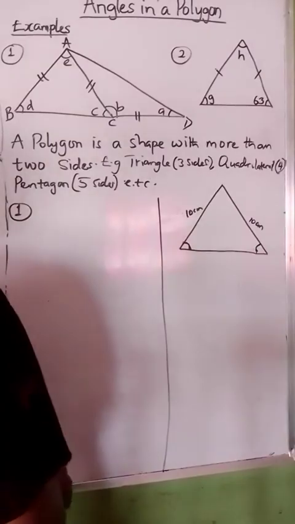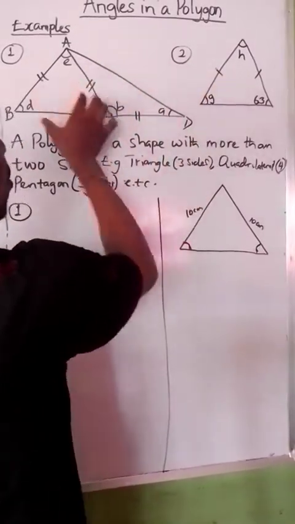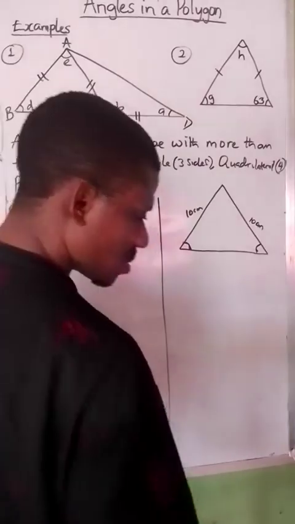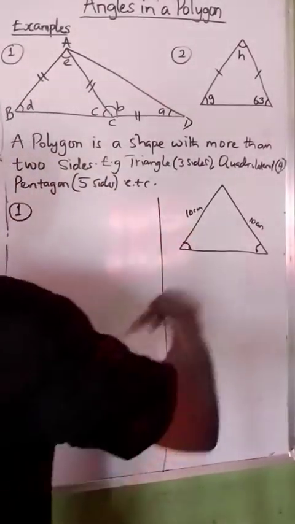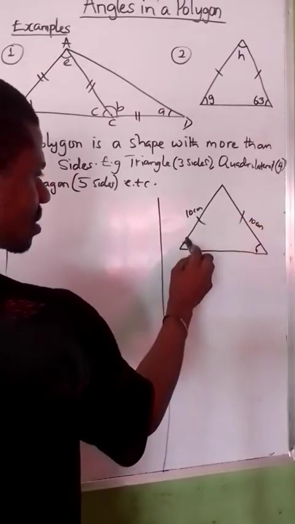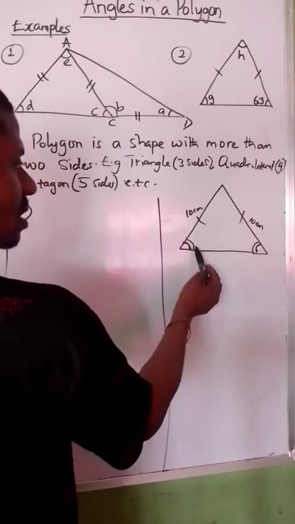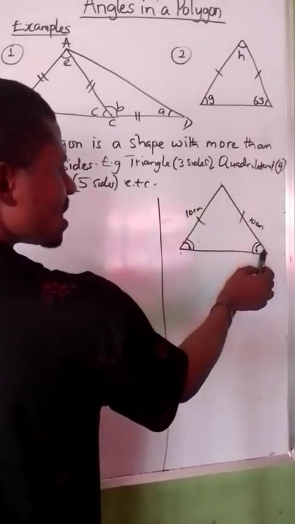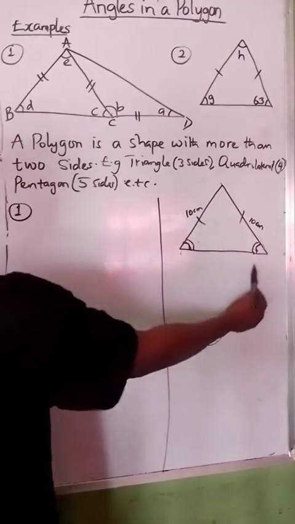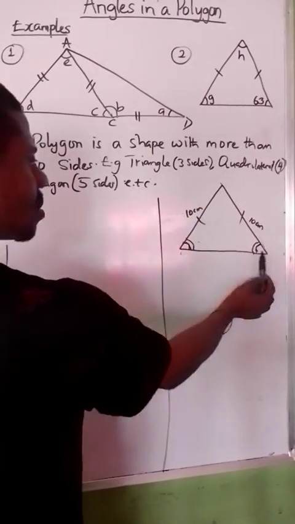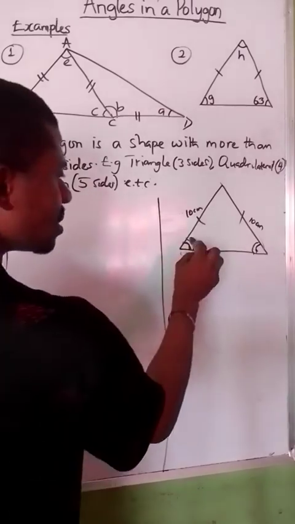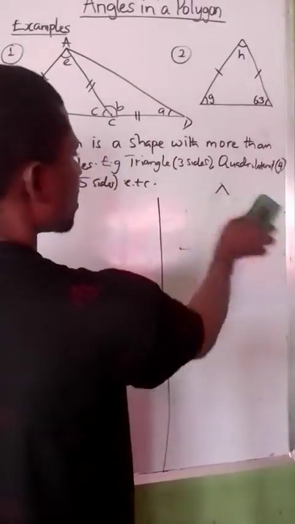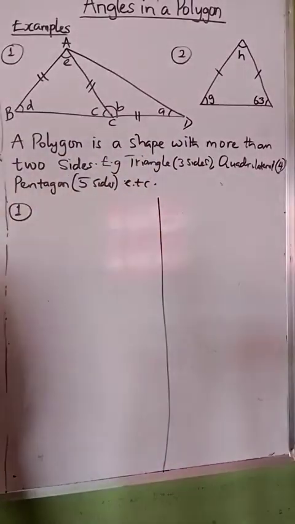So this type of triangle is called what? An isosceles triangle. In an isosceles triangle, base angles are equal. This angle, I can also double it, is the same thing. The reason is because their lengths are also equal, so it will form a line. So opposite angles or base angles of an isosceles triangle are equal.